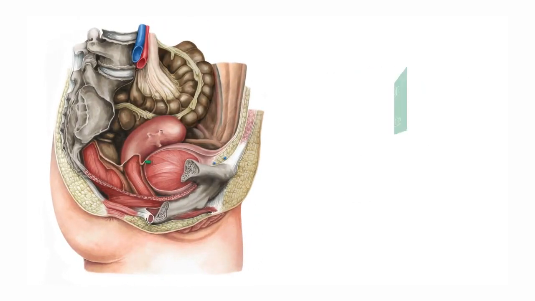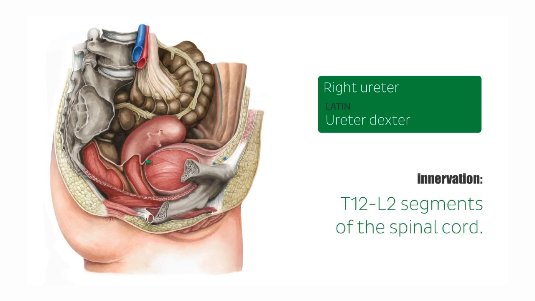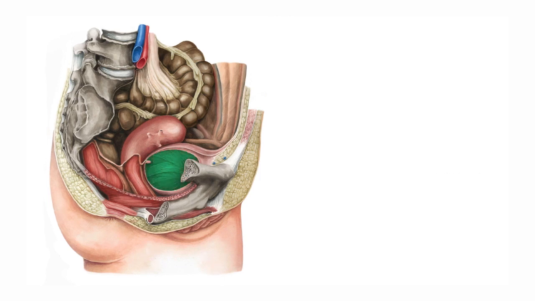Now we're looking at the right ureter. But just to add that the ureters are richly innervated by nerves that travel alongside the blood vessels. The primary sensation to the ureters is provided by nerves that come from T12 to L2 segments of the spinal cord. We're now ready to move on to this organ here that we just talked about.